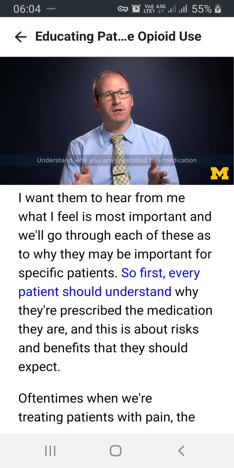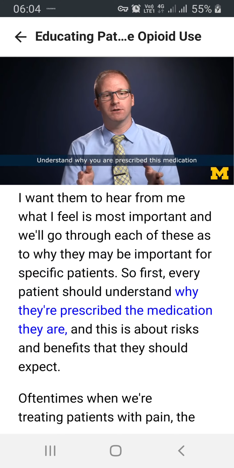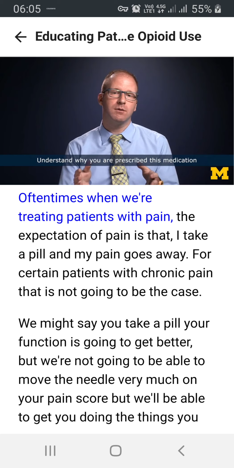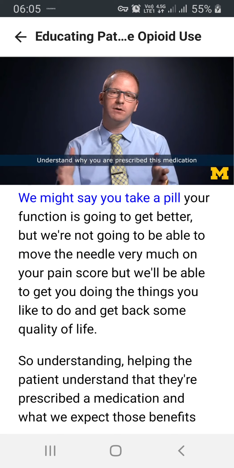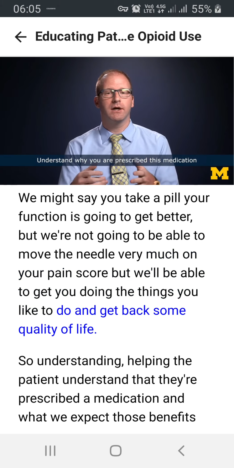So first, every patient should understand why they're prescribed the medication they are. And this is about risks and benefits that they should expect. Oftentimes when we're treating patients with pain, the expectation is that I take a pill and my pain goes away. For certain patients with chronic pain, that is not going to be the case. We might say, you take a pill, your function is going to get better, but we're not going to be able to move the needle very much on your pain score. But we'll be able to get you doing the things that you like to do and get back some quality of life.